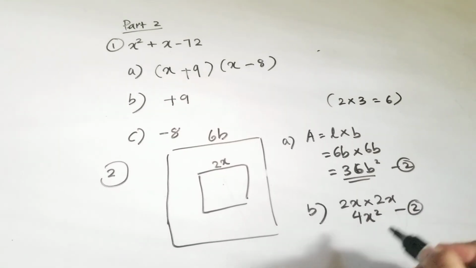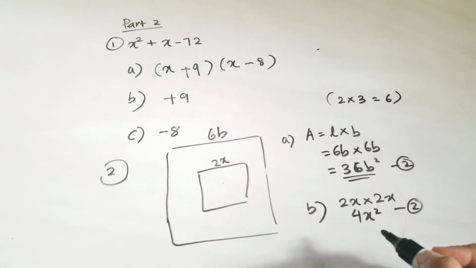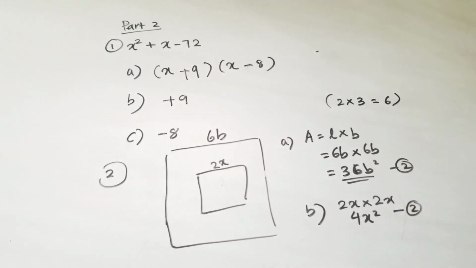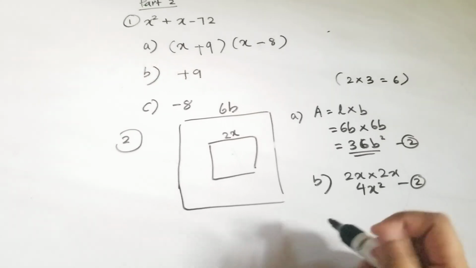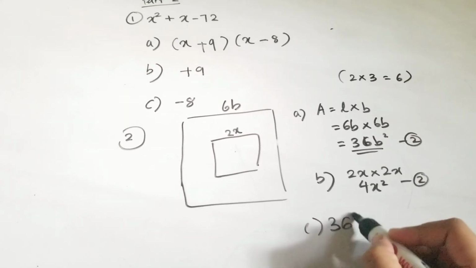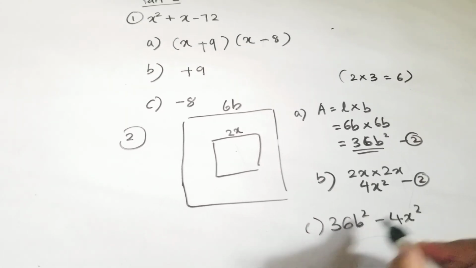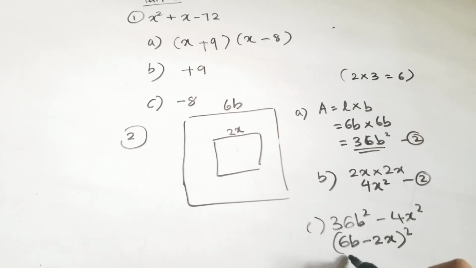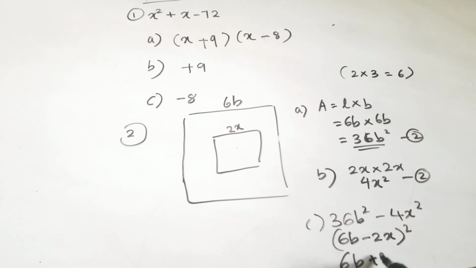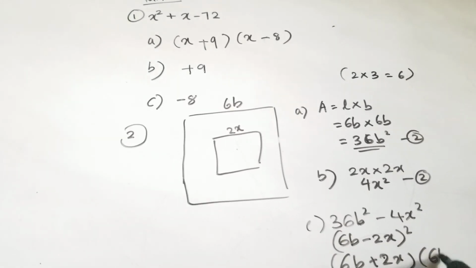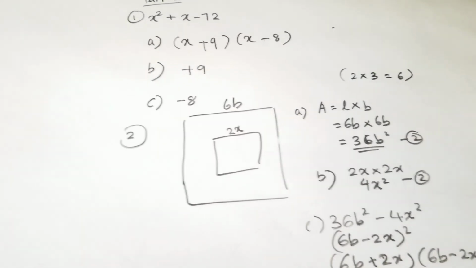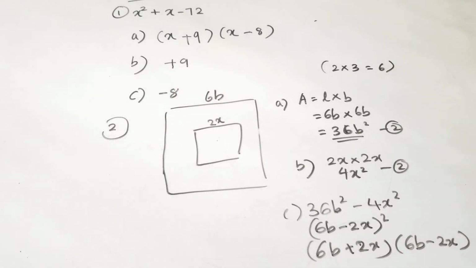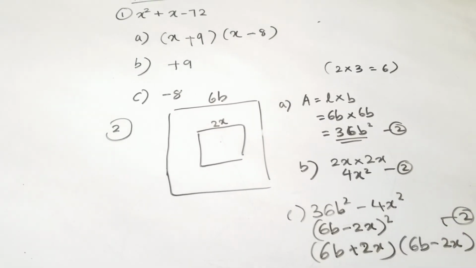Show that the difference of the area of 2 squares can be written as 6b plus 2x and 6b minus 2x. Yes, the difference of the 2 squares means we can write down 36b squared minus 4x squared. That means 6b squared minus 2x squared. That means the difference of 2 squares, 6b plus 2x and 6b minus 2x. So that statement is correct. They are saying show that, so we have already shown how it can be represented. So here also you are getting another 2 marks, altogether 6 marks.